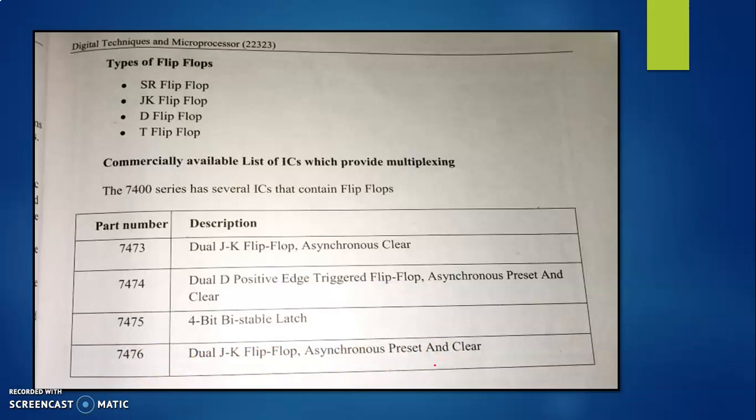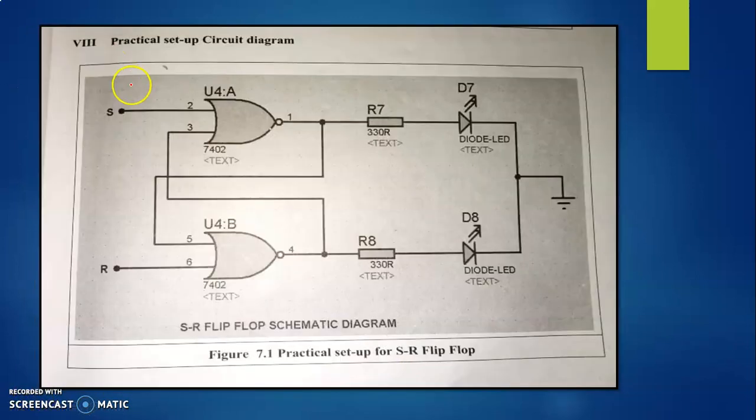So these are some list of ICs which are provided for the flip-flop. Next is the practical setup for the SR flip-flop. You can see here the diagram. There are two NOR gates, two resistors and two LEDs.